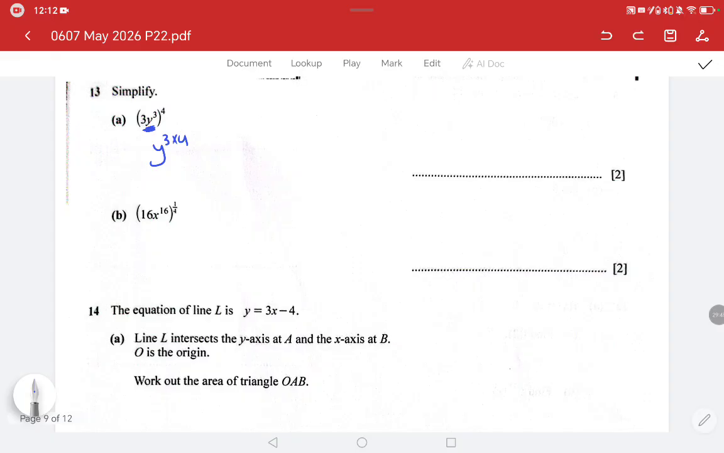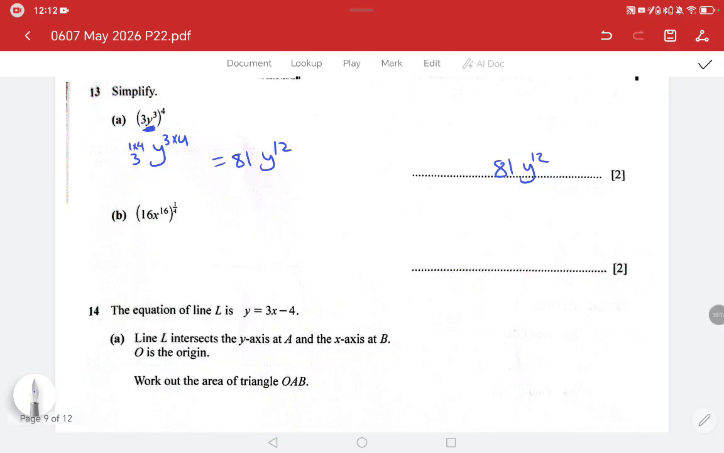This 4 is distributed to all the exponents, for all of them, not only y. Because 3 is like 3 to the power of 1, okay? So 1 times 4, and y to the power of 3 times 4. So it will be 3 to the power of 4, like 3 times 3, which is 9, times 9 is 81, okay? y to the power of 12.